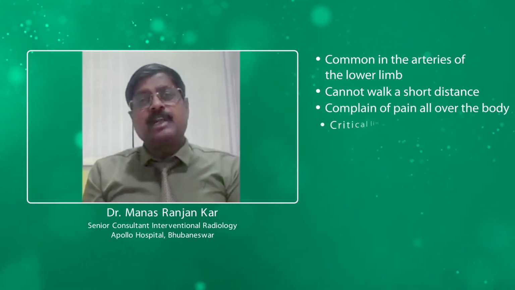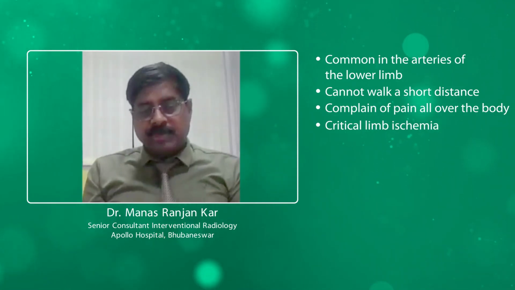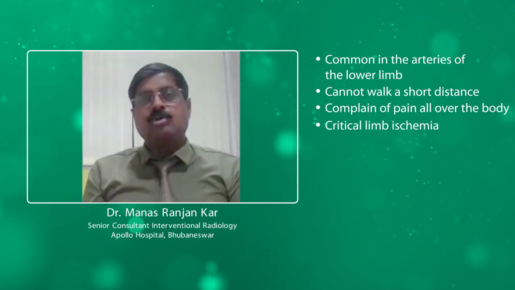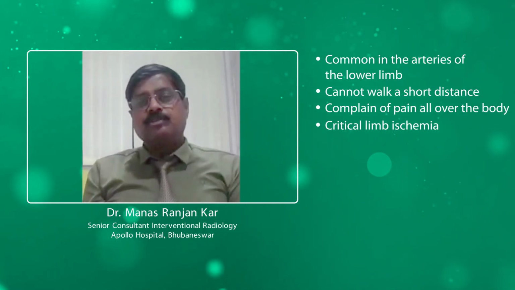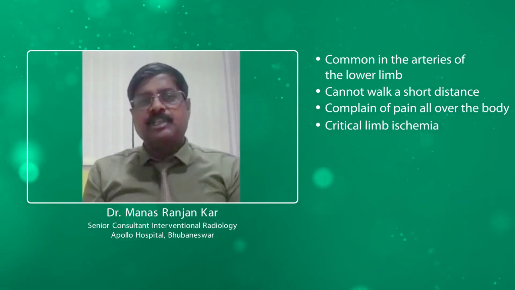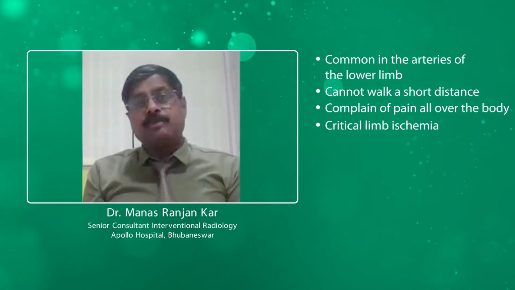Then there will be critical limb ischemia. That means there will be ulcers, there will be gangrene, meaning blackening of the toes, and there will be pale color of the toes. We usually see a lot of diabetic patients like this. They have ulcers and gangrene of the toes, and this is due to peripheral vascular disease.